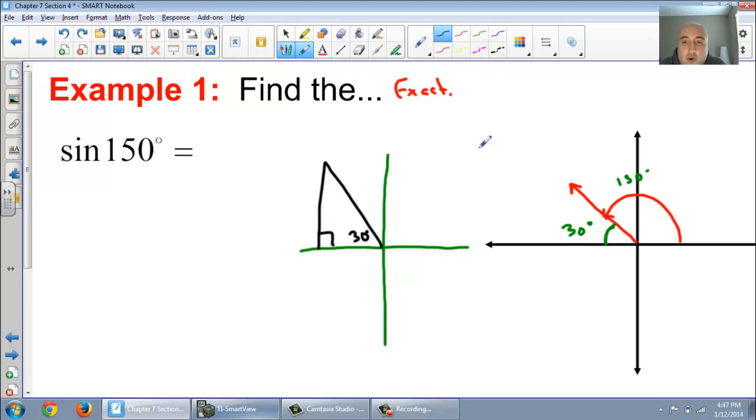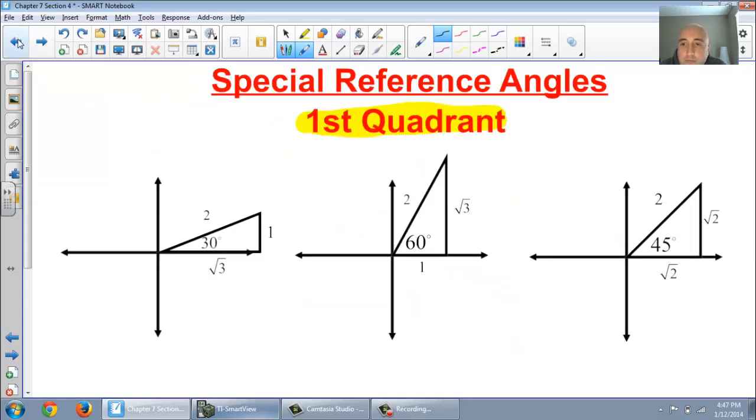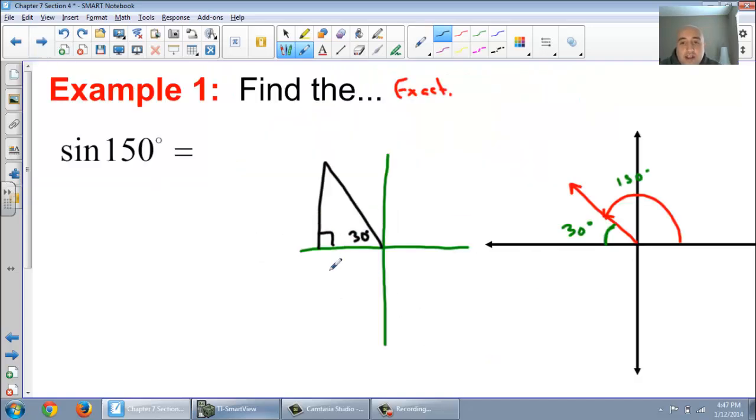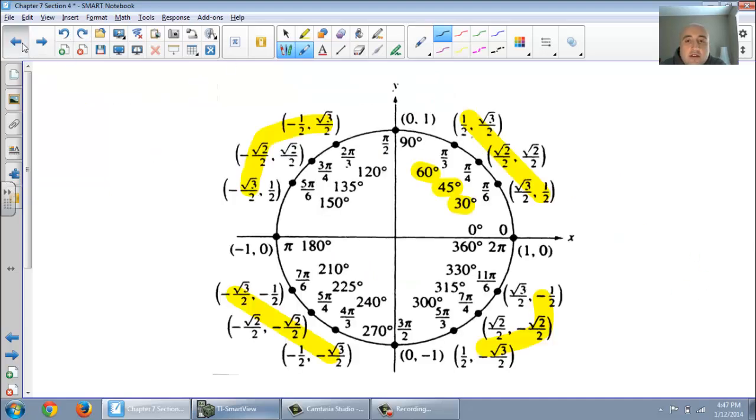Okay, so now let's go back. This is a 30-degree triangle in the second quadrant. Now if we look at our triangles, here's our 30-degree triangle in the first quadrant. What is the x value in this triangle? If you notice, it is square root of 3. Okay, now for our triangle, however, we went to the left, so we have to have negative square root of 3.